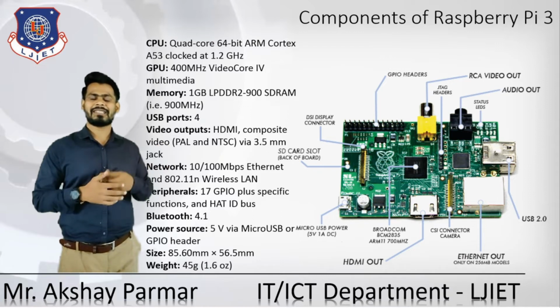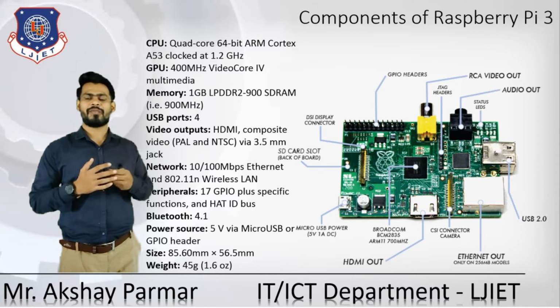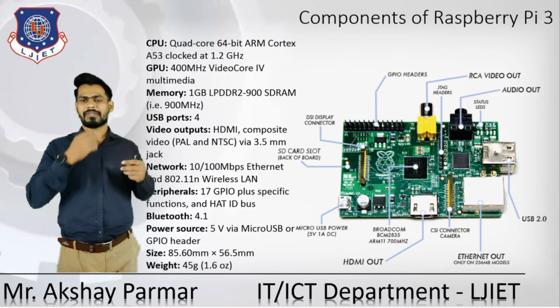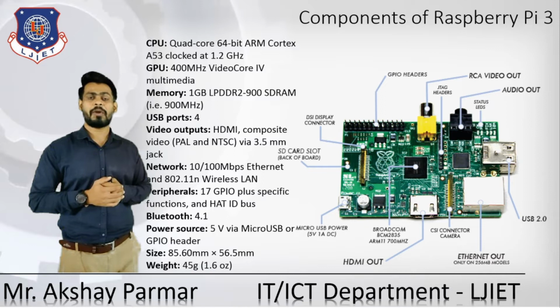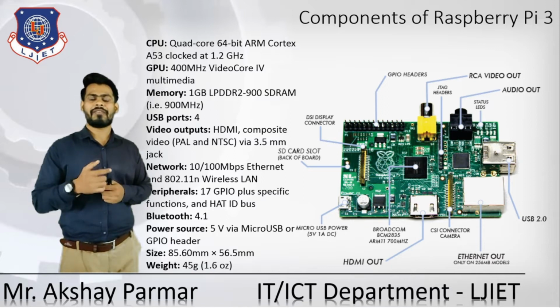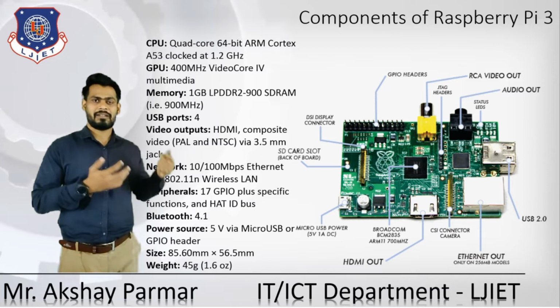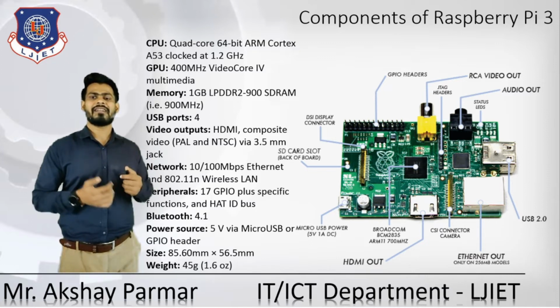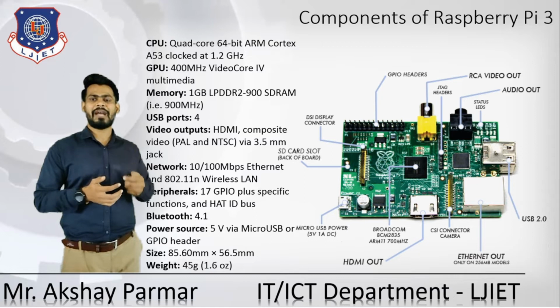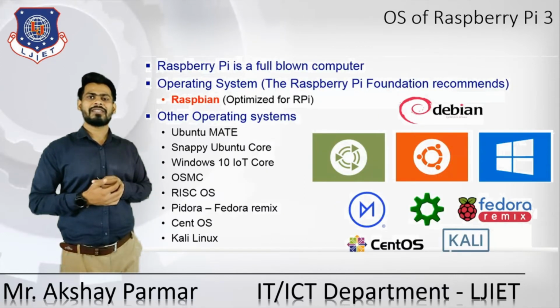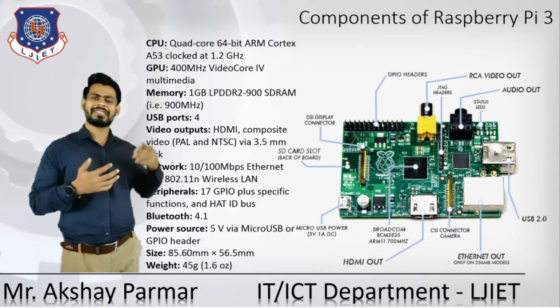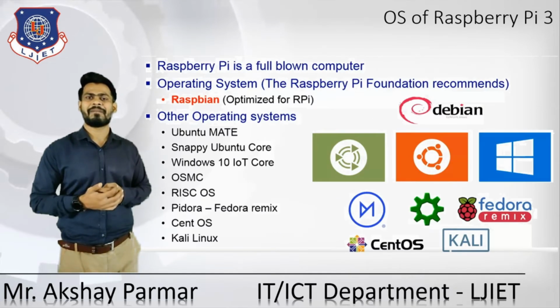Let's discuss its size. Its width is 85.60 mm and its height is 56.5 mm, so 85.60 by 56.5 mm is its size. And its weight is around 45 grams, or nearer to 1.6 oz. Those are the basic components of the Raspberry Pi 3.